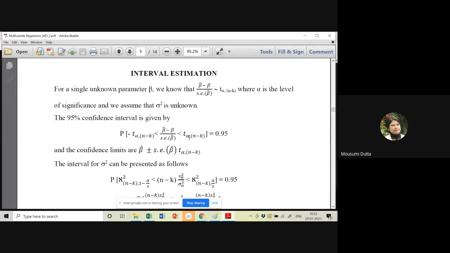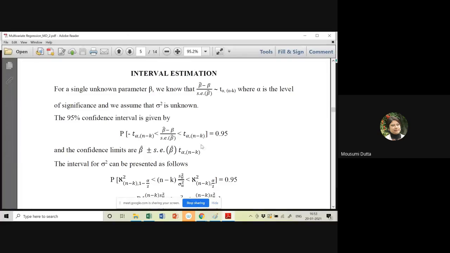So I'm requesting everybody to note down the proposition, please add alpha by 2 instead of alpha. It will be alpha by 2, with the probability equal to 0.95. So the confidence limits are beta hat plus minus standard error of beta hat times t alpha by 2, n minus k. So this will be the confidence interval for beta.